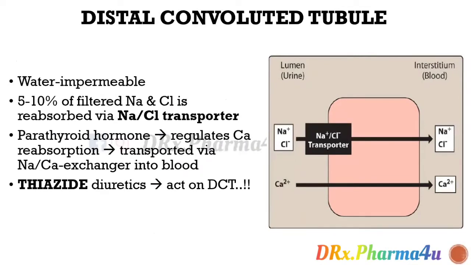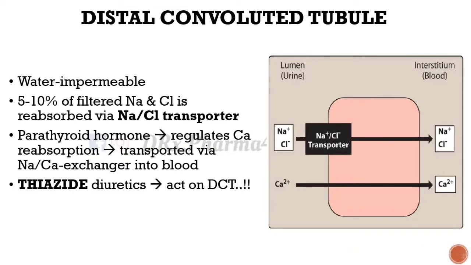Now we come to the distal convoluted tubule. This is the area where thiazide diuretics usually act. There is a transporter known as the sodium chloride transporter. You have seen in the ascending limb, it was the sodium, potassium, and chloride transporter. Here you will see a sodium chloride transporter. It is also water impermeable in nature. 5 to 10% of filtered sodium and chloride is reabsorbed. So thiazide diuretics block that transporter, as a result of which this reabsorption does not take place.